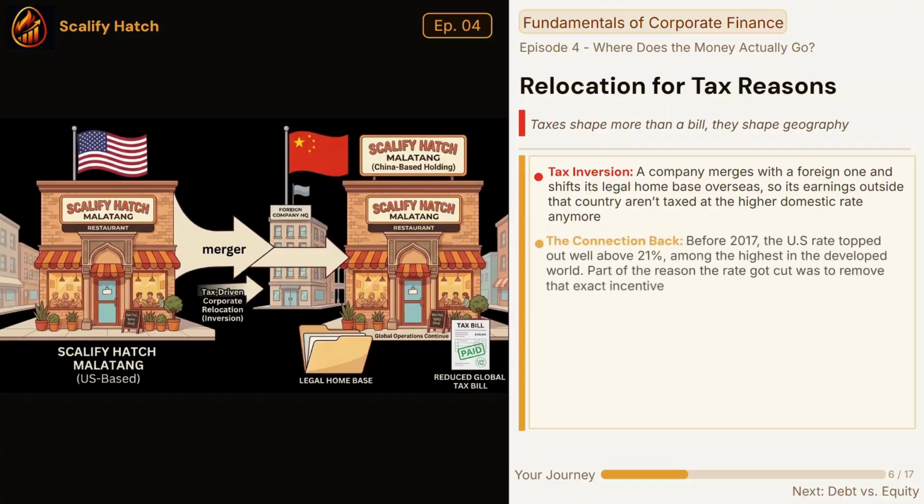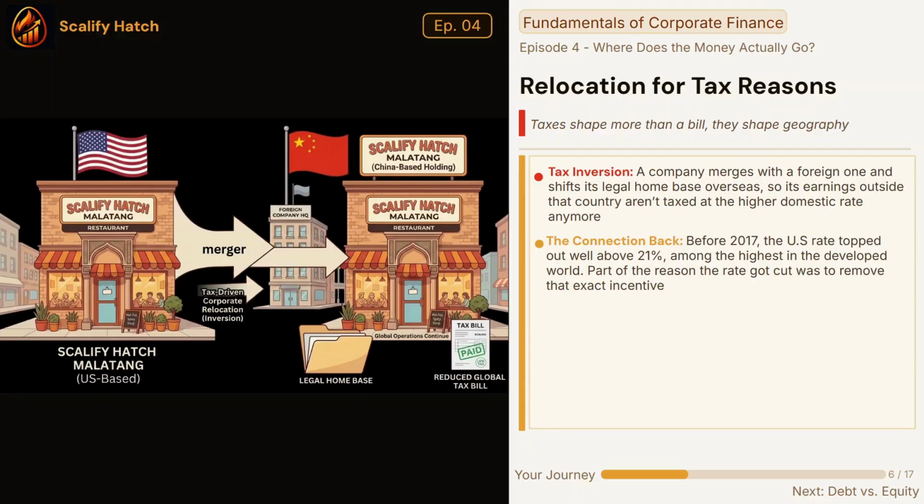Here's the connection back to what we just covered. Before 2017, the US corporate tax rate topped out well above 21%, among the highest in the developed world. That's exactly the environment that made inversion attractive in the first place. Part of the reason the rate got cut to the flat 21% was to remove that incentive, to make staying put simply cheaper than restructuring to leave.